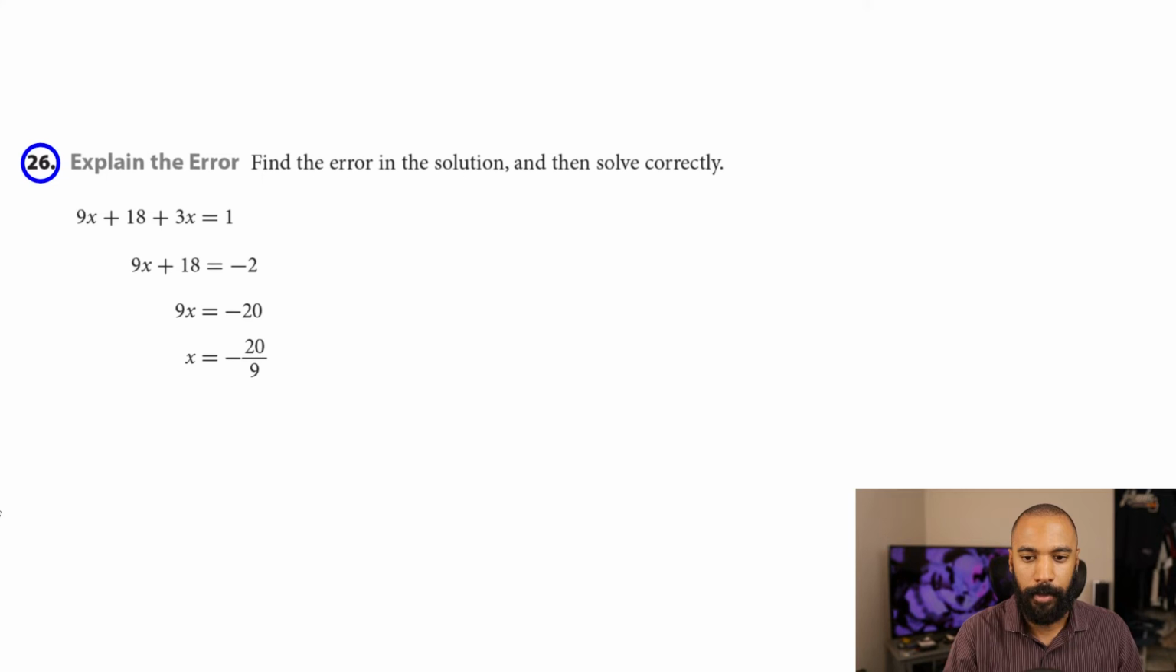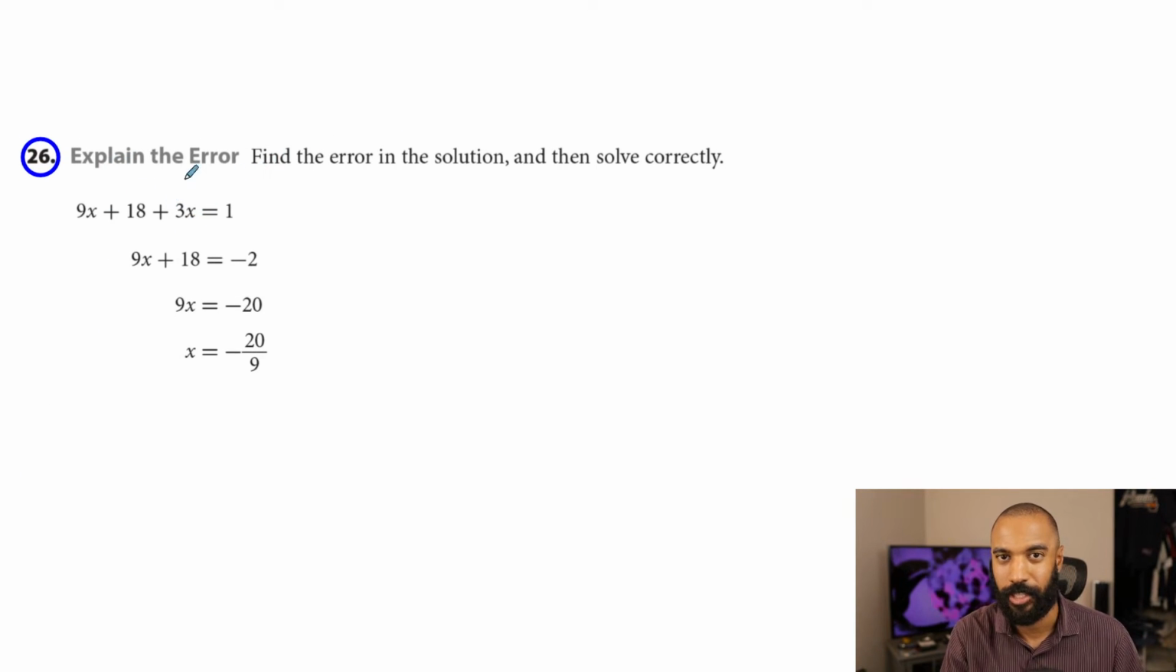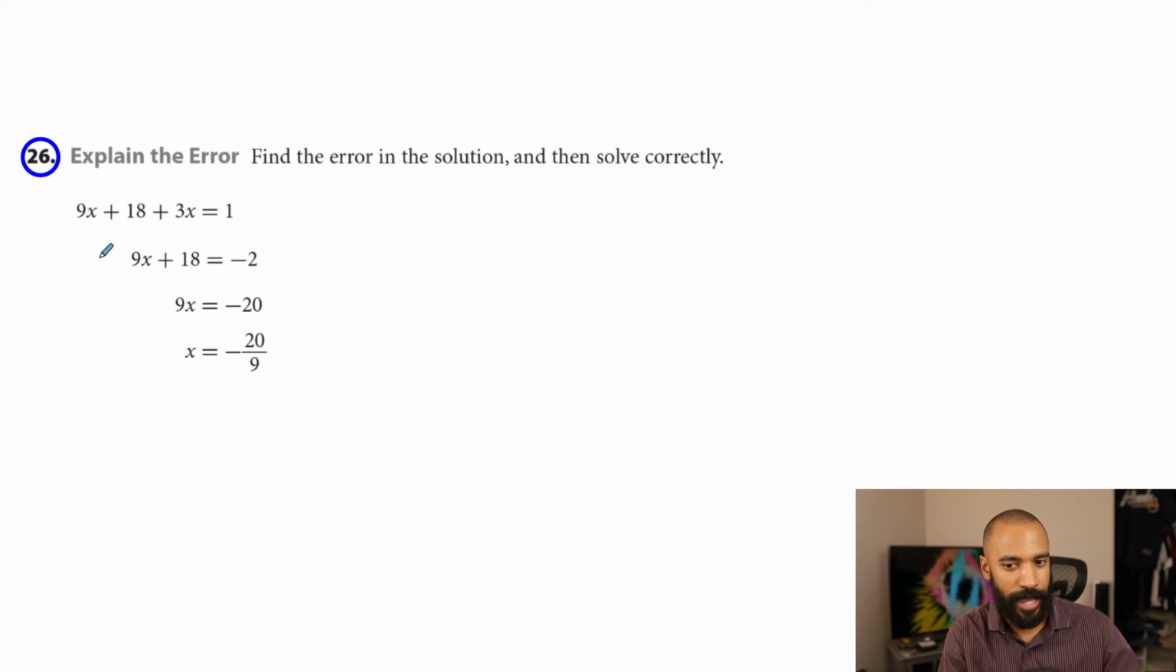Okay. Last problem, number 26. Explain the error. We just had a previous error. Hopefully I explained it, but let's talk about this one. Find the error in the solution and solve correctly. Okay. So here's the original problem. Let's call these next steps; the step you do before to land on this one.